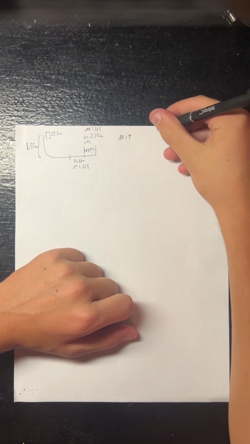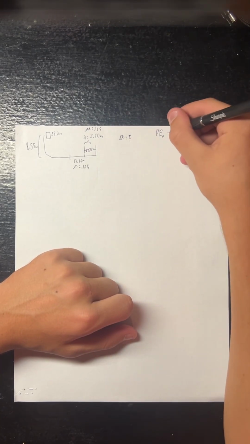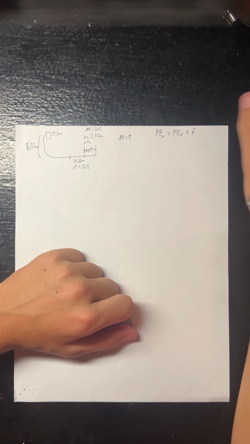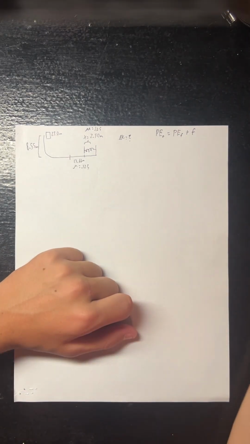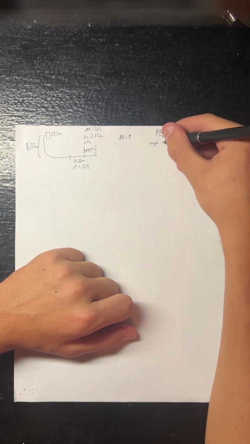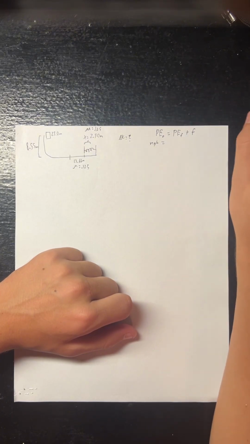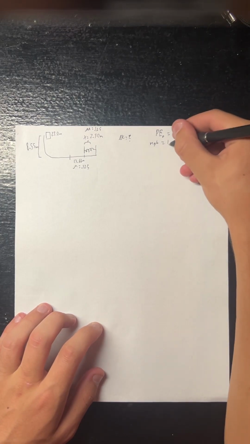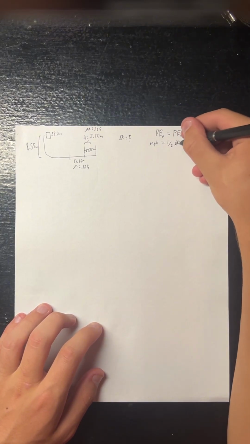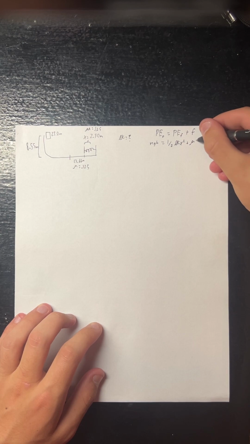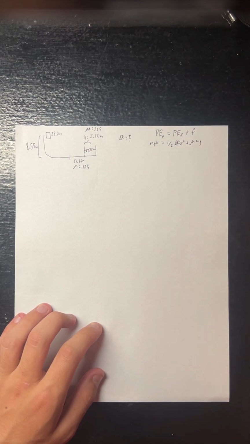So what we can set up is our potential energy initial is going to equal our potential energy final plus friction. Those two are going to equate each other. What is PE? mgh is equal to potential energy final. This is the equation that involves the spring force: 1/2 kx squared, and then plus friction. What is friction? It's mu mg, and then we have to multiply it by the distance that it travels.